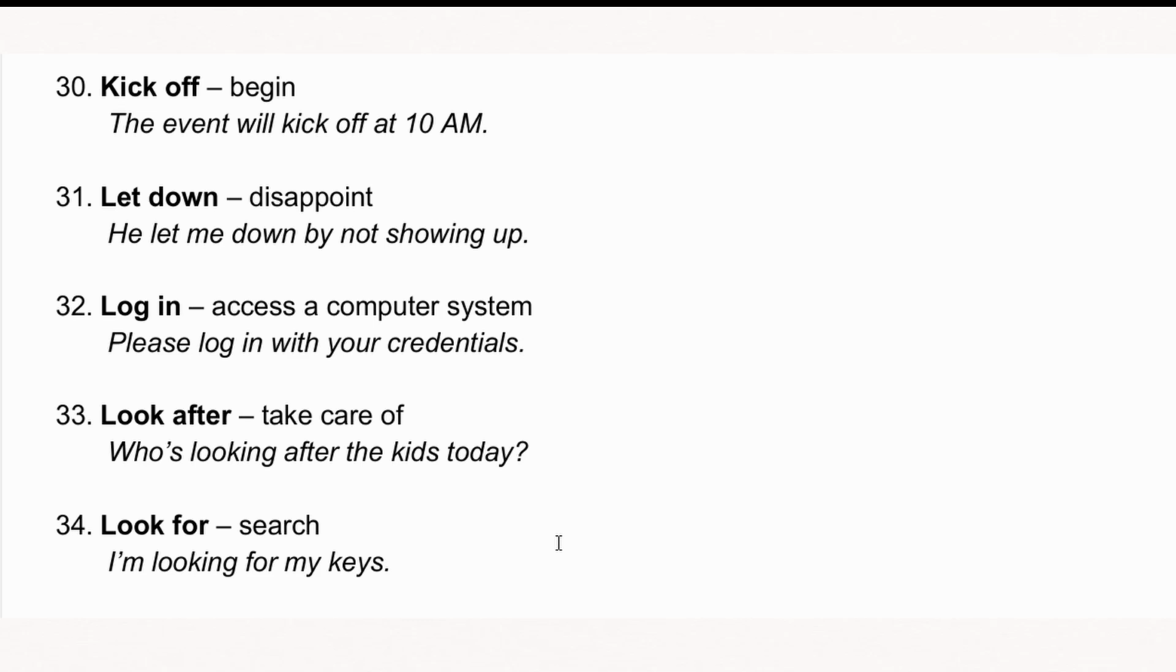30. Kick off. To kick off here means to begin. The event will kick off at 10 a.m. Means the event will begin at 10 a.m. The event will kick off. The class will kick off. For example, our English classes at the center, like level 2, our classes kick off at 8 a.m.